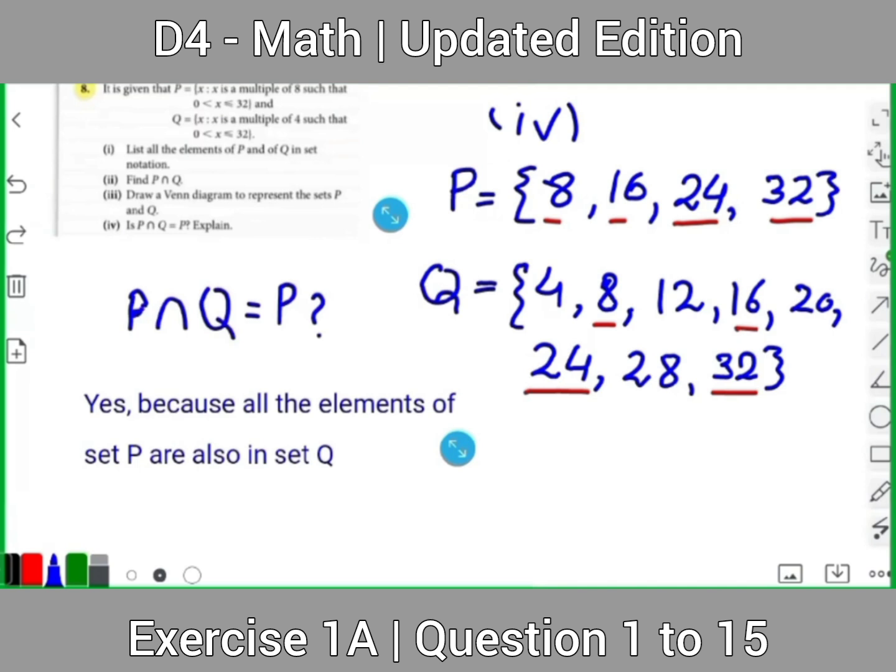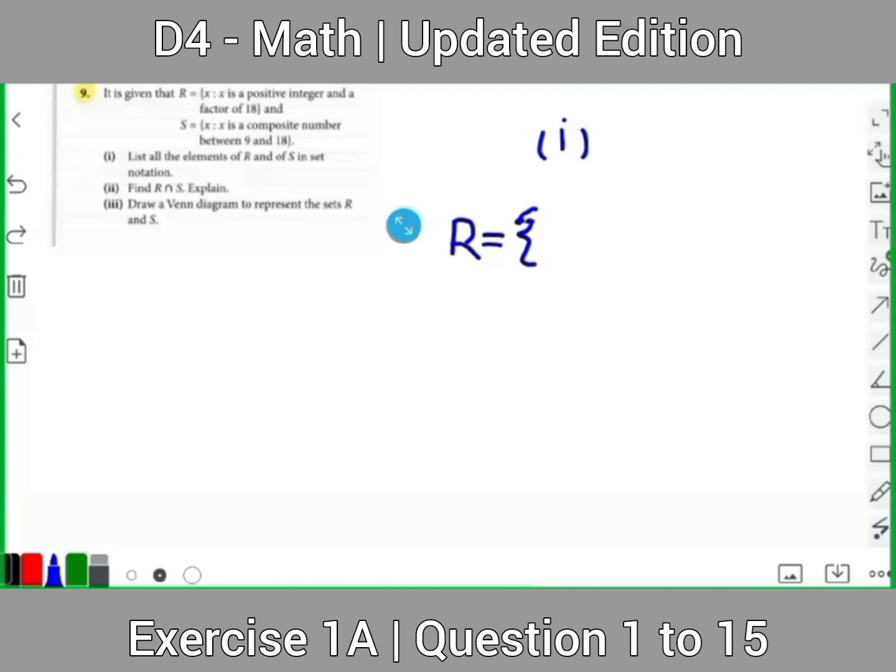Why? The P intersection Q is equal to P, yes, because all the elements of set P are also in set Q. So in the set R, we have two conditions. X should be a positive integer and a factor of 18. So what is meant by factor? All the possible products of any two numbers is called factor, okay?